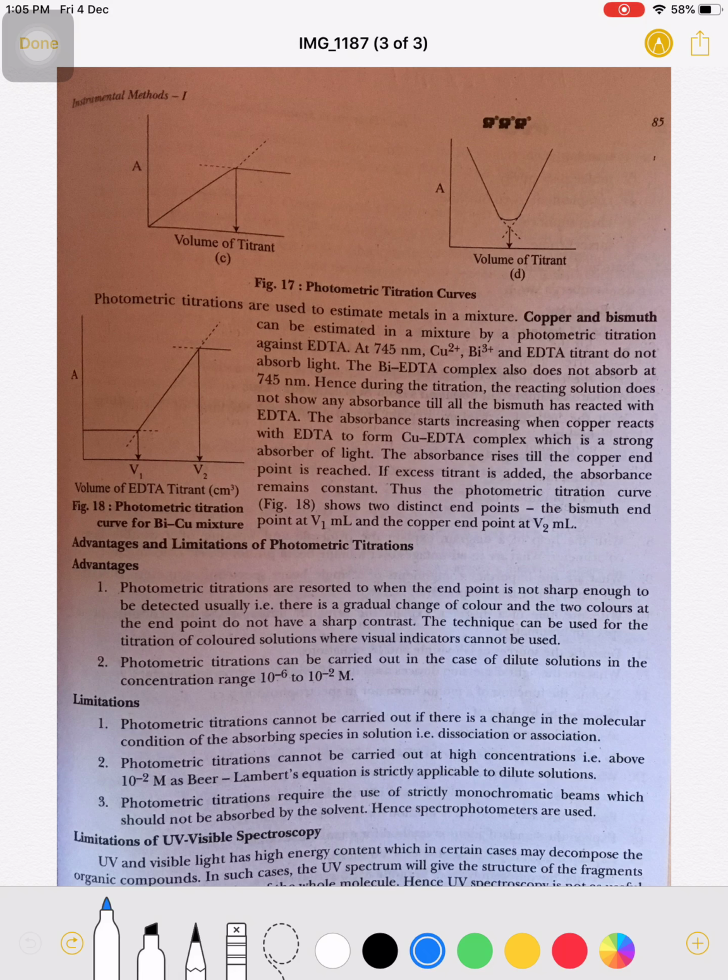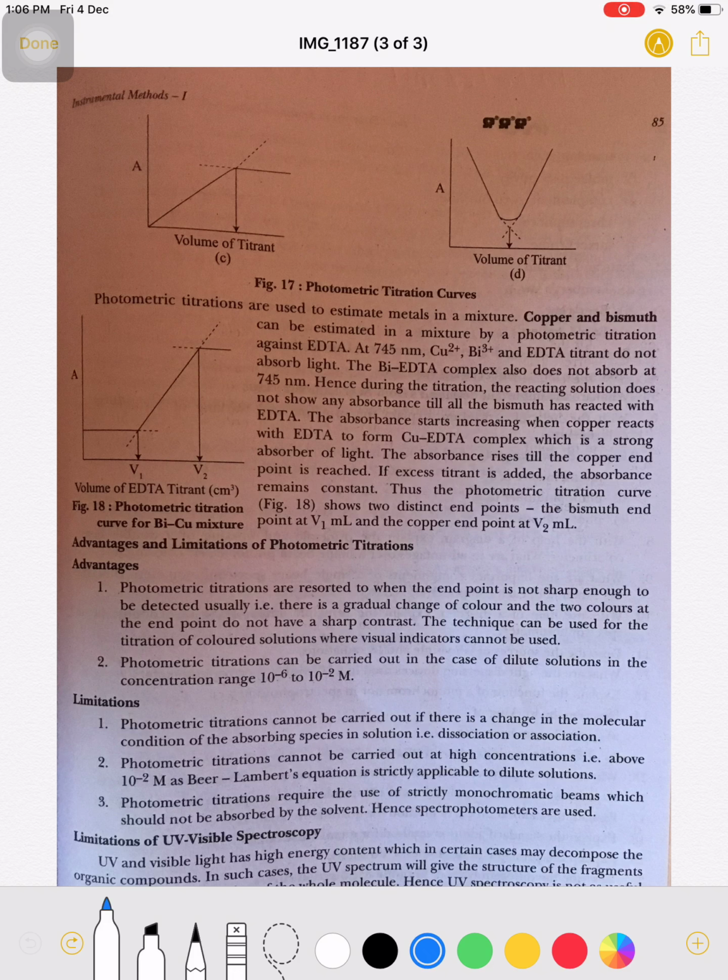The second advantage is that photometric titrations can be carried out on dilute solutions in the concentration range of 10 raised to minus 6 to 10 raised to minus 2 molar. If the dilution is too great, we cannot determine the endpoint of a titration. But for photometric titration, if the concentration is between 10 raised to minus 6 and 10 raised to minus 2 molar, we can use it for such solutions also.